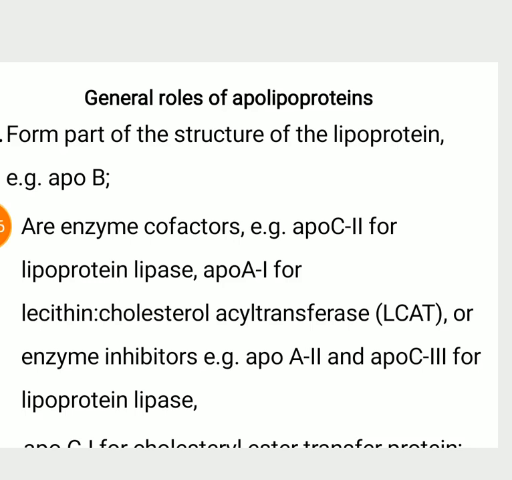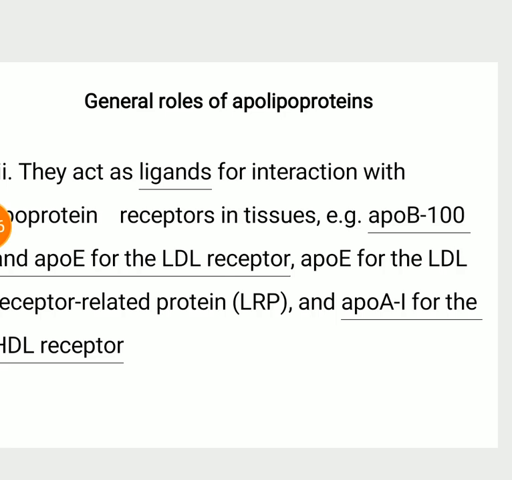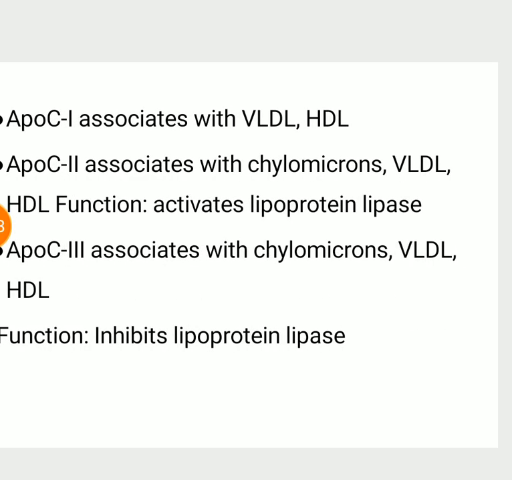So these are the general roles of apoproteins: enzyme cofactors, as we've gone through, and structure, which we've also gone through. Then they act as ligands for interaction with the different apoprotein receptors in the tissues, for example, ApoB100 and ApoE. Let us try to summarize and be a bit briefer.